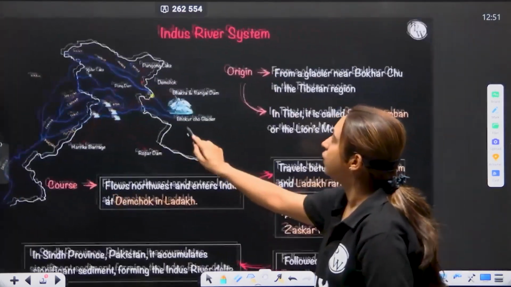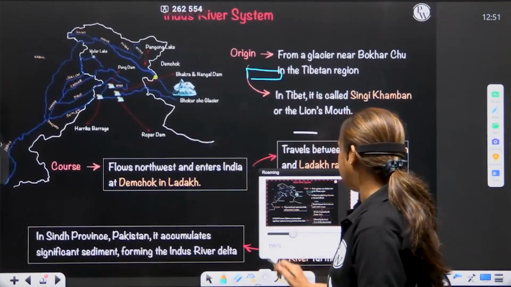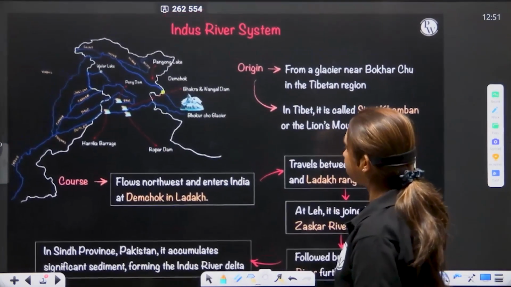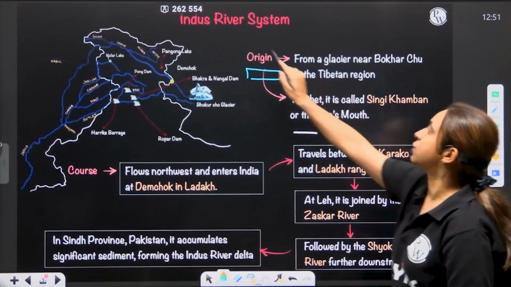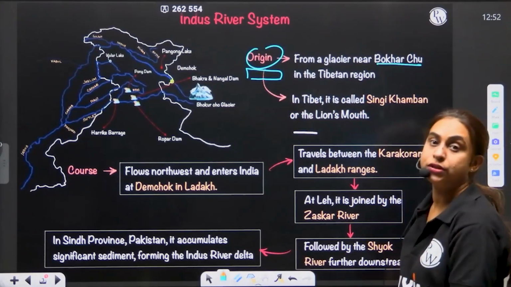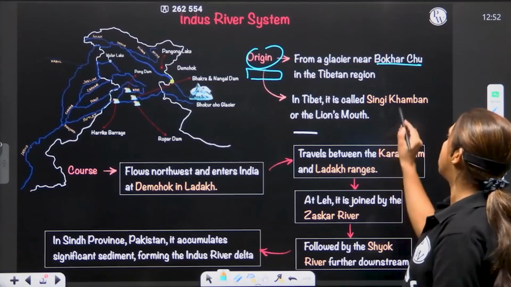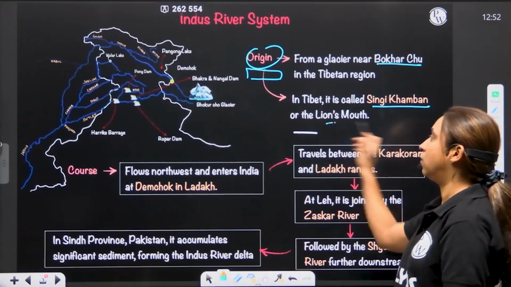So where are we? We are looking at the Indus River system. As you can see, its origin is from a glacier, that is Bokarchu Glacier in Tibet. In the Tibet region, it is called Singi Khambam, the lion's mouth.